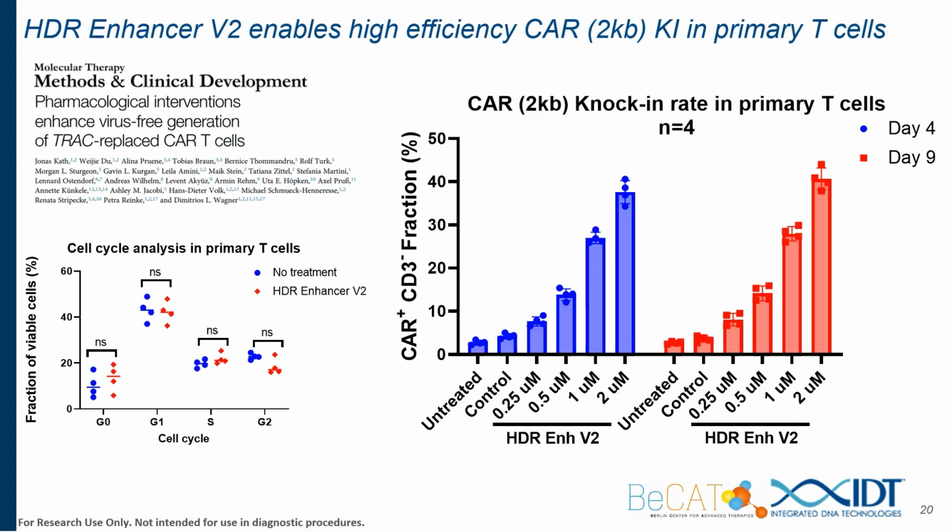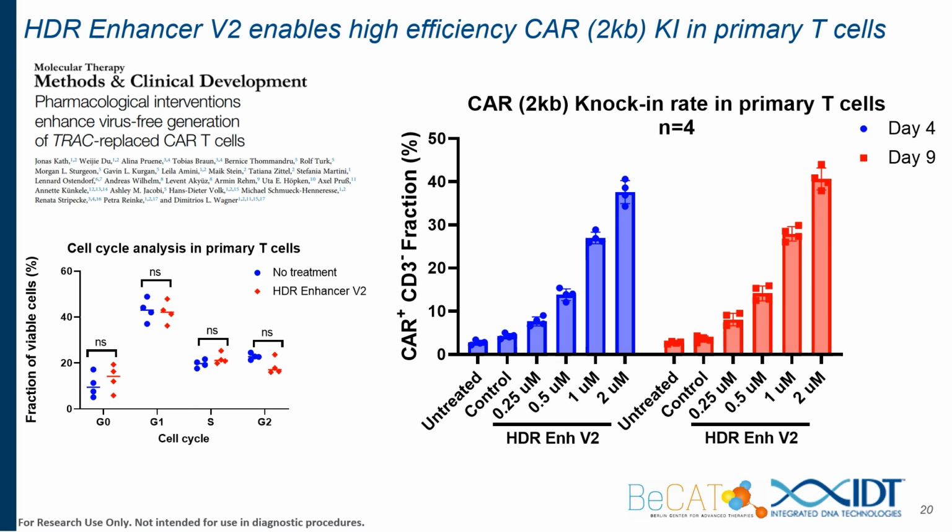And so this slide is my last bit of data here, and this is collaborative work with the Berlin Center for Advanced Therapies at Charité Hospital. And we've been working closely with this group and co-published a paper in Molecular Therapy Methods and Clinical Development, where we tested many different pharmacological interventions in primary T cells to find what gave us the best CAR knock-in rates. And here they're testing the HDR Enhancer version 2 in primary T cells, and we're able to considerably increase the rate of HDR to boost CAR knock-in at the TRAC locus in primary T cells.